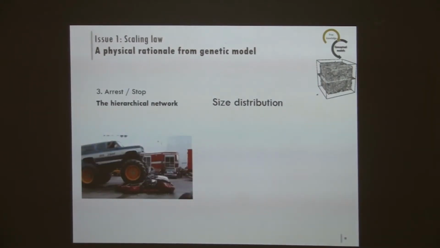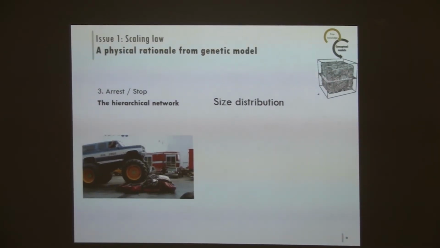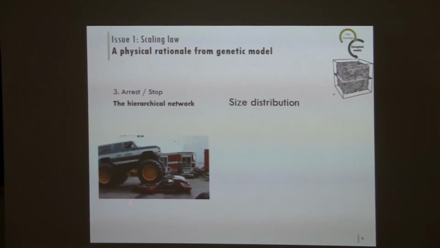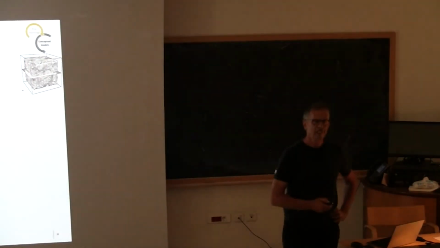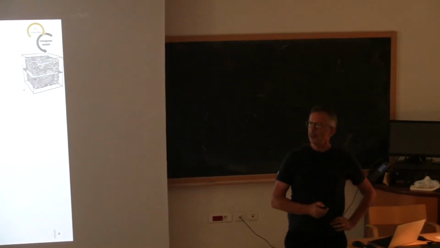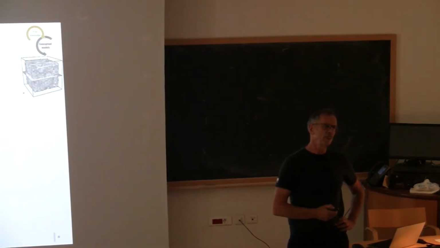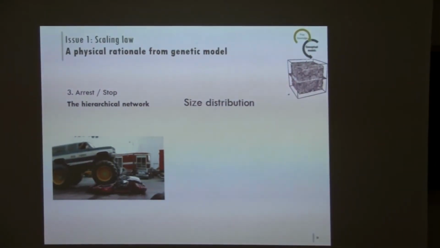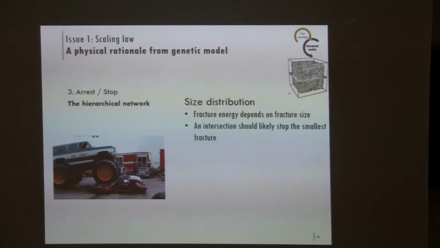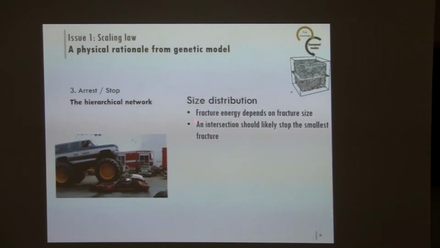Why? Because we have some hierarchical properties. One problem is that the big fractures tend to cross the smaller ones. Okay? It's very difficult for a car to stop a train, but the reverse, a train stops a car very easily. So you have this hierarchical information. Fracture energy depends on fracture size, and an intersection should likely stop the smaller fracture.